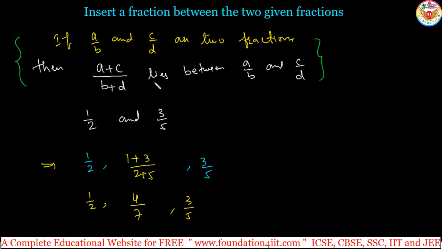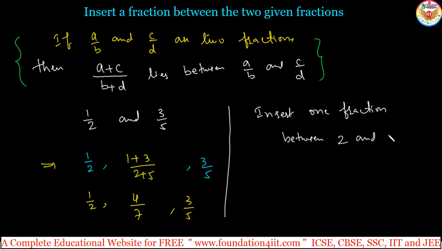Not only fractions, even mixed fractions we can do in this way. For example, the question is insert one fraction between 2 and 3 1 by 2. Now 2 we can write as 2 by 1, and 3 1 by 2 is 2 threes are 6 plus 1, so 7 by 2, converting mixed fraction to improper. So 2 by 1 and 7 by 2.